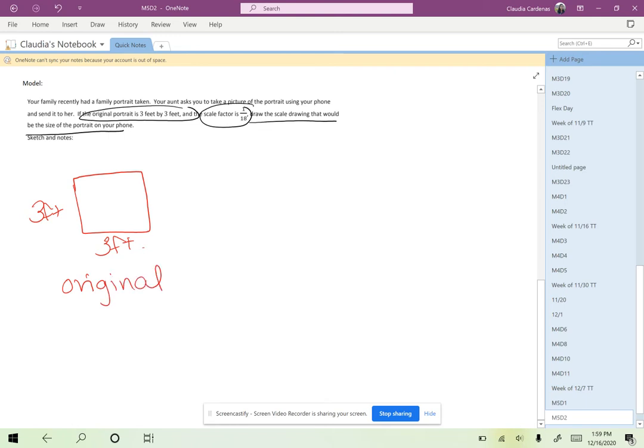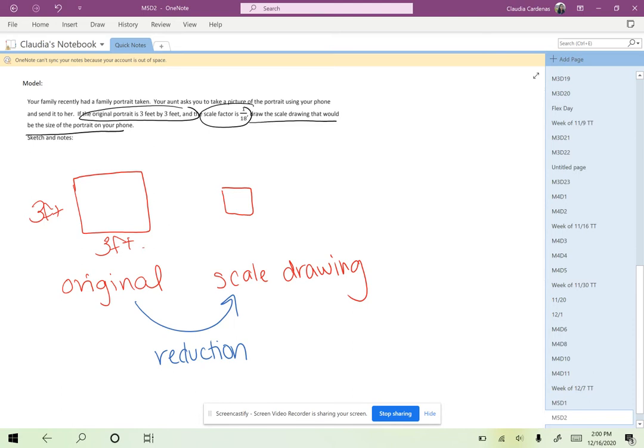And now the resulting picture, will it be a reduction or an enlargement if it would be the size of a portrait on our phone? Well, no phone is 3 feet by 3 feet, so we know it's going to be a lot smaller. So this scale drawing would be a lot smaller, therefore we call it a reduction. So let's go ahead and label it. To go from the original to the scale drawing, we are reducing it to fit on the size of the phone. So how do we know that? Well, we know because the phone is naturally smaller than a portrait that's 3 feet by 3 feet. And we can also tell because this scale factor is 1 over 18. And we're going to see more about why in just a second.